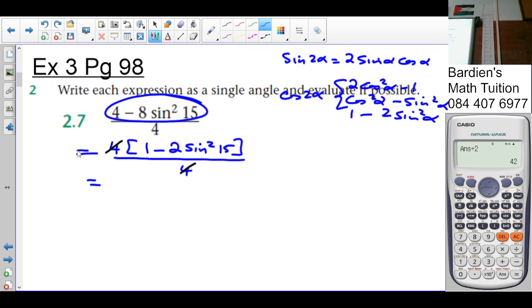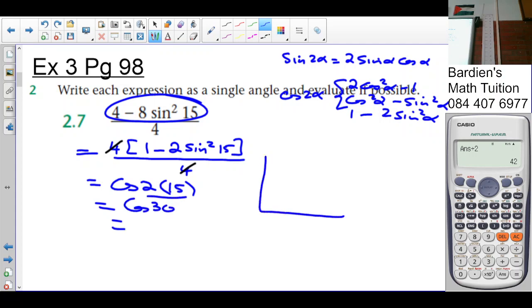But what does this remind you of? Cos 2 alpha. Not so? So it's going to become cos 2 times 15. What is cos of 15? 2 times 15 is 30. So that takes you to the special triangle, 1, 2, 3. So cos of 30, the adjacent over hypotenuse, is root 3 over 2.